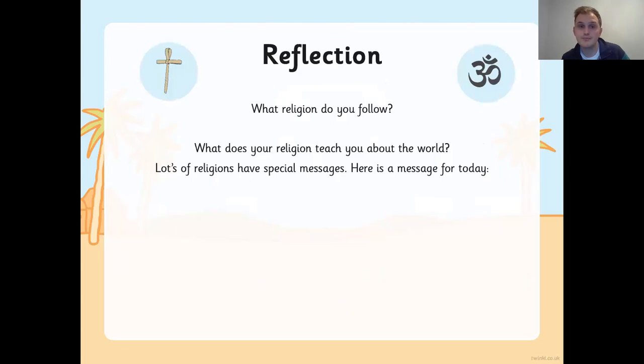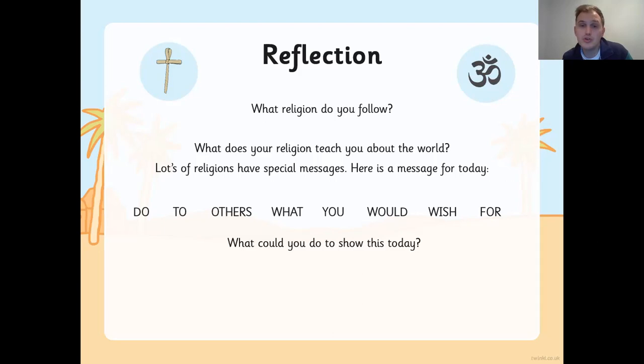If you do follow a religion, and lots of religions have special messages. Here is a message for today. Do to others what you would wish for. So it's all about treating each other with respect. Think about what you could do to show this today. Maybe you could show the people at home that you care for them, the people that are looking after you, the people that are providing homeschooling for you. Do to others what you would wish for. So that means make them feel good, and it might make you feel good.